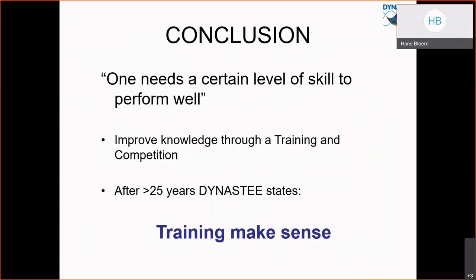Okay, this is then my conclusion, and not only my conclusion, but the conclusion of our whole team. We said that one needs a certain level of skill to perform well, and you have to train yourself, really. Improve your knowledge by training and taking part in a kind of competition of dealing with the same data. So that is our statement. Training makes sense.